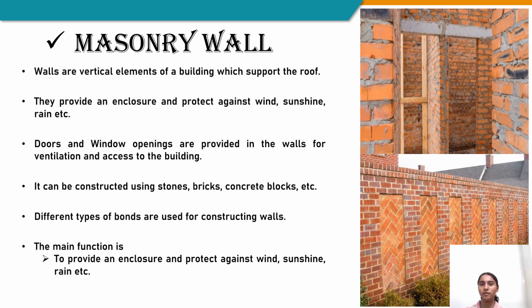So our next element is masonry wall. Walls are vertical elements of a building which support the roof. They provide an enclosure and protect against wind, sunshine and rain. Doors and window openings are provided in the walls for ventilation and access to the building. It can be constructed using stones, bricks, concrete blocks, etc. Then different types of bonds are used for constructing walls, and the main function of masonry wall is to provide an enclosure and protect against wind, sunshine and rain.